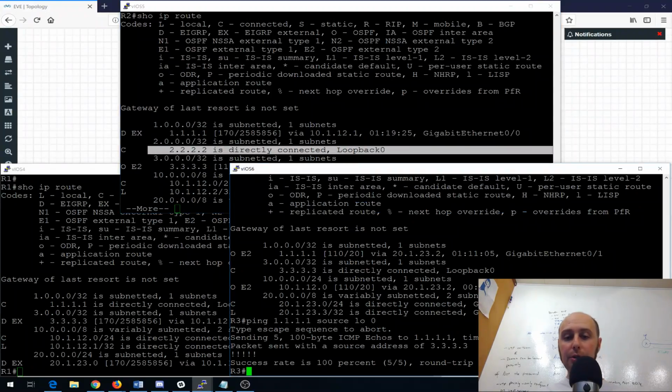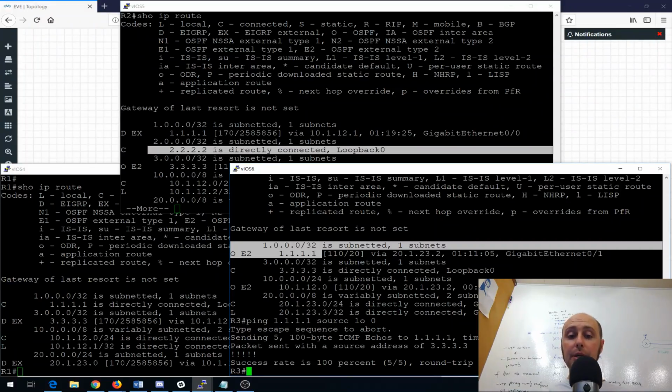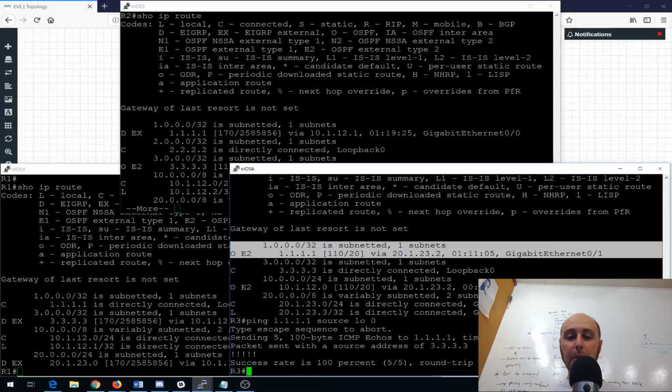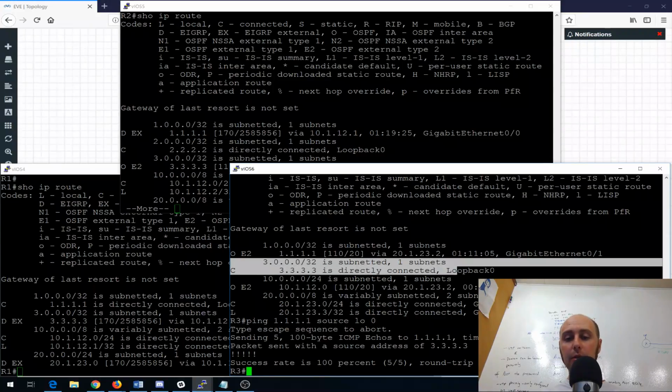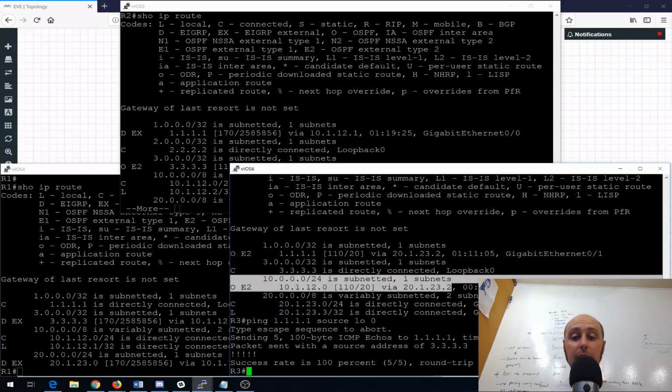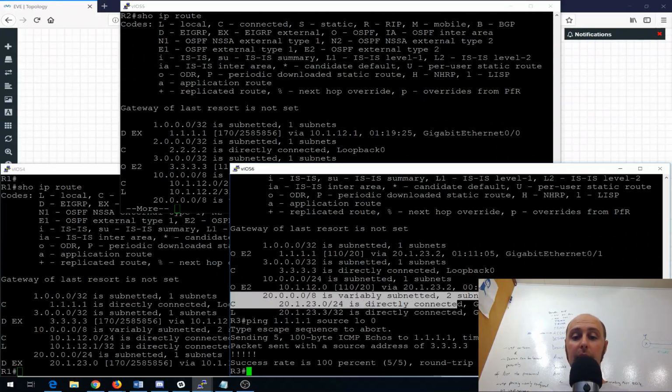So I'm going to come over here to router 3, and I want you to take a look at the existing routing table before I refresh it. I see the loopback on router 1. I see the loopback on router 3. I see the connected interface in between router 1 and 2. And of course, I see the connected and local interfaces here on router 3.